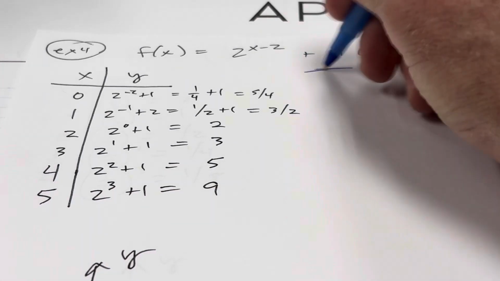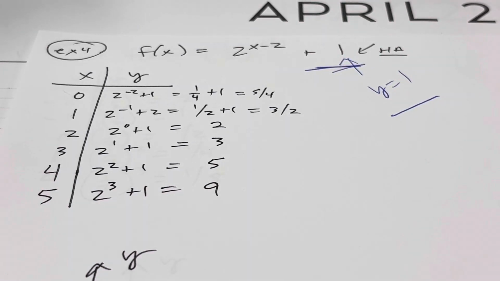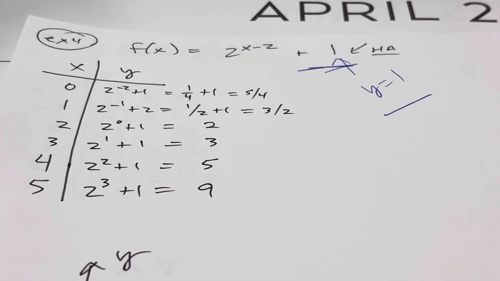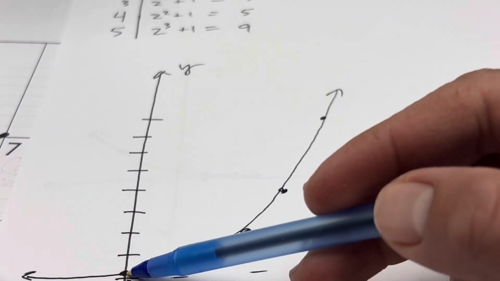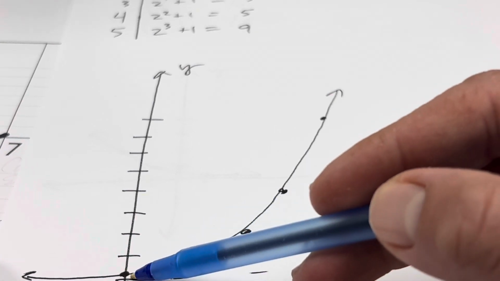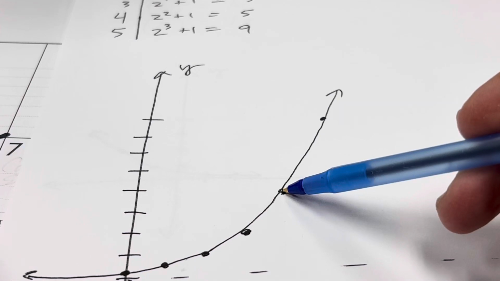My horizontal asymptote is y equals 1. So I'm not going to have a point go below y equals 1. And if I plot those points, (0, 5/4), (1, 1 1/2), (2, 2). Again, it basically looks like a straight line. Then (3, 3). Now it's looking a little more exponential.